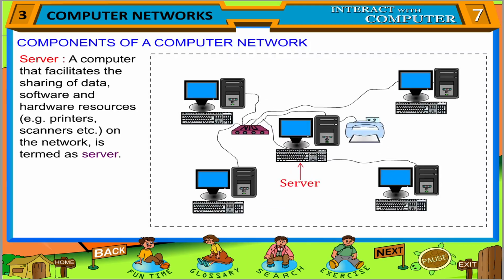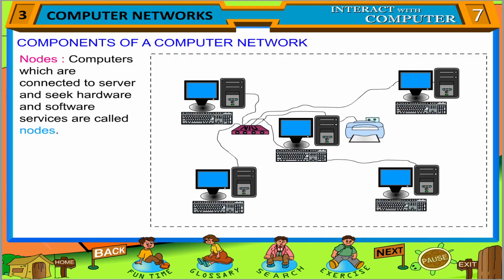Components of a computer network. Server: a computer that facilitates the sharing of data, software and hardware resources, for example printers, scanners, etc. on the network is termed as server. Nodes: computers which are connected to server and seek hardware and software services are called nodes.